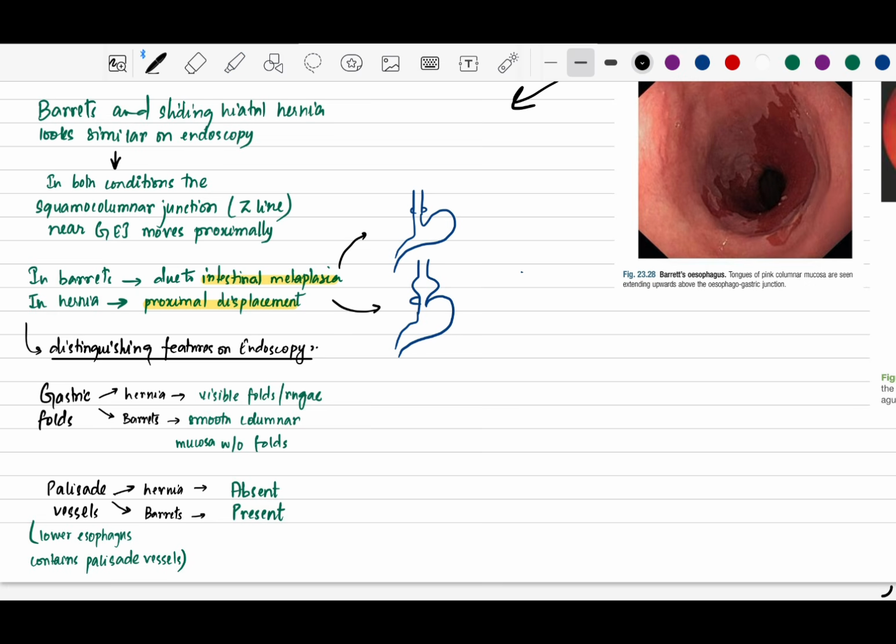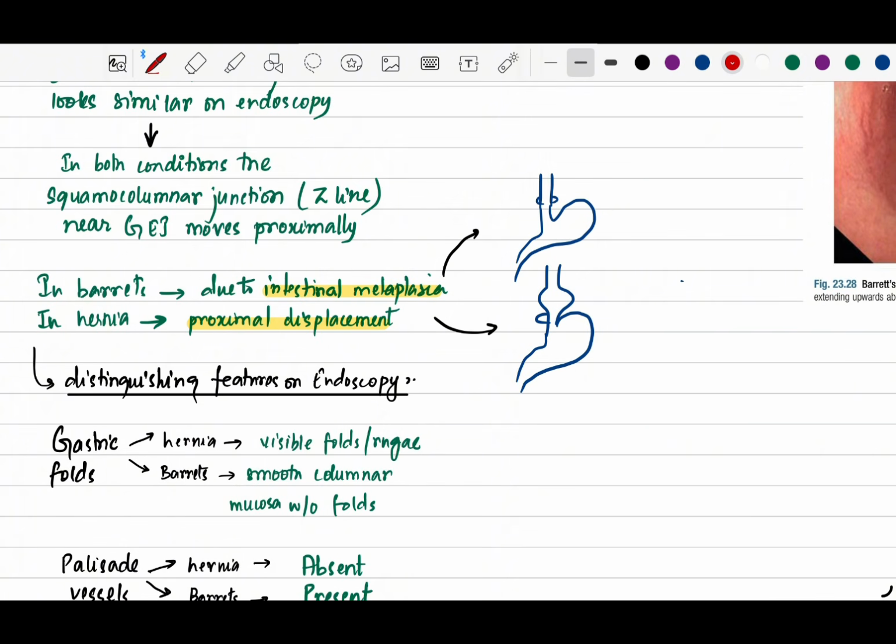Now let's try to understand it through this picture that I've made. In intestinal metaplasia or in Barrett's, if this was the old gastroesophageal junction, due to intestinal metaplasia or change in the epithelium, the new gastroesophageal junction may appear at a proximal end. However, in hernia, we know that through the diaphragmatic opening, the proximal stomach and the lower esophageal sphincter are going to move proximally upwards into the thoracic cavity.